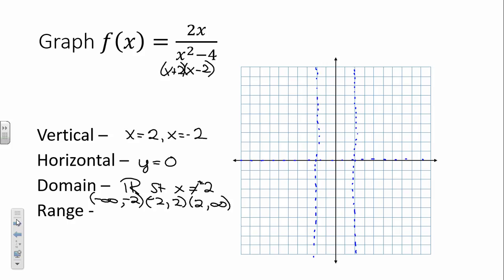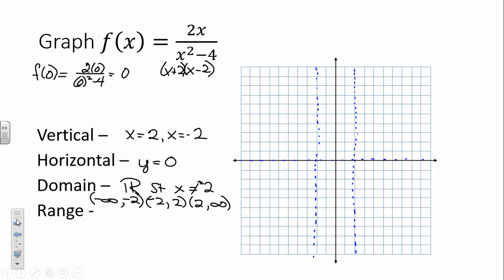Now, let's hold off on the range for just a moment. Okay? And let's think about what's happening here. So let's do the easy point first. We said 2 and negative 2 are off limits, but let's find f of 0. Let's find that y-intercept. When we plug in 0 for x, what are we going to get? 0. So 0, 0 is a point on our graph.